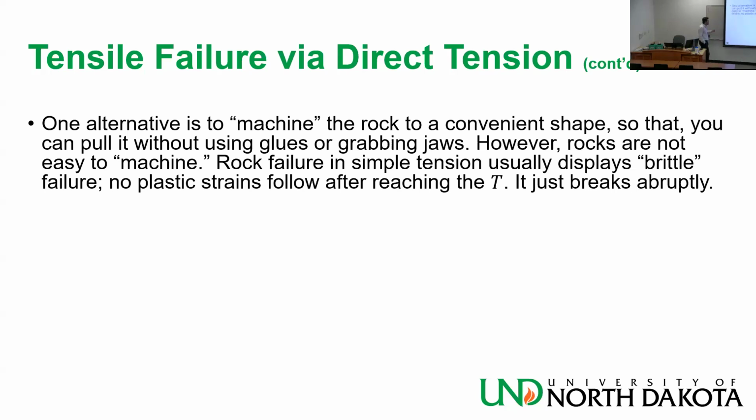One alternative is to machine the rock to a convenient shape so that you can pull it without using glues or grabbing jaws. However, rocks are not easy to machine. Rock failure in simple tension usually displays brittle failure, like glass. It falls down, brittle, right? Boom. That's how the rock is. Glass is sand, right? It's quartz. No plastic strains follow after reaching the T. So once you exceed T or minus T, you have failure. End of story. Okay, you have fracture initiation.